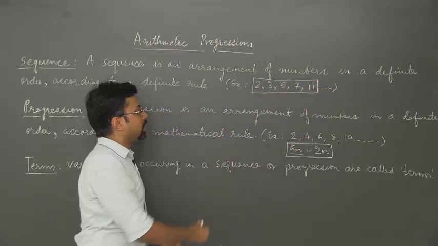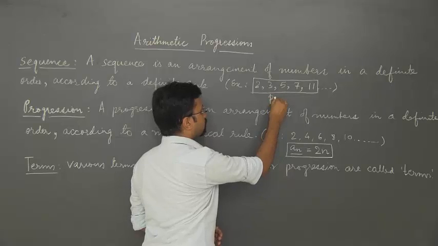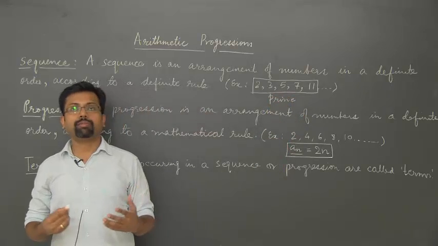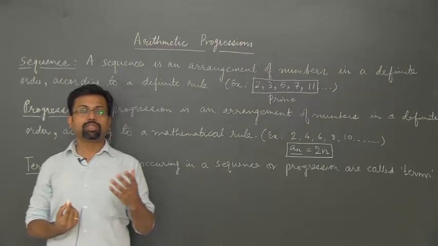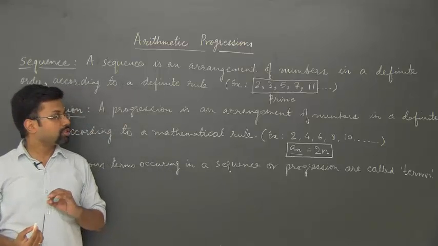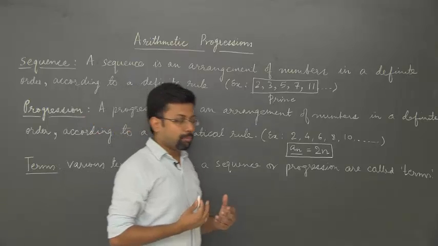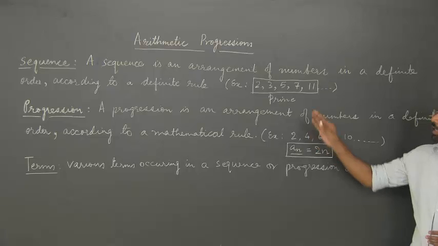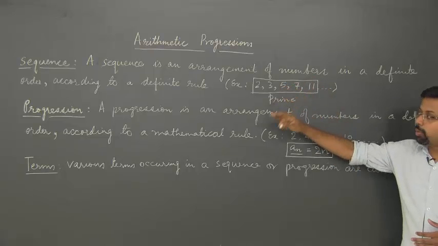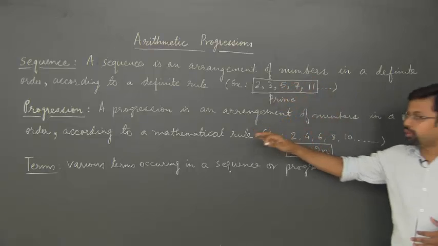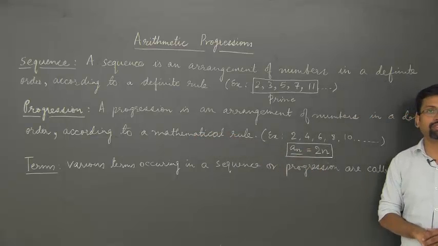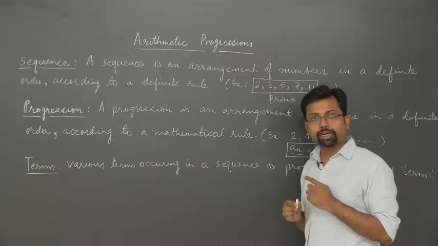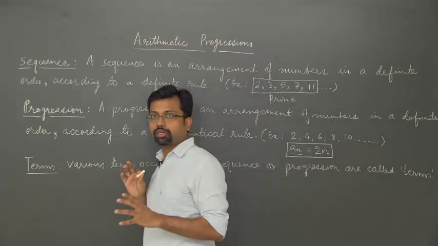Over here in the case of the prime numbers we see that there is a definite rule that the numbers are prime. But is there a mathematical formula that tells you whether a number is prime? No. There is no general formula using which you can define that a number is prime or not. Hence, we call this a sequence, whereas if you can write a mathematical rule for the given sequence of numbers, then it becomes a progression. So I hope you get the difference between what a sequence and a progression is.